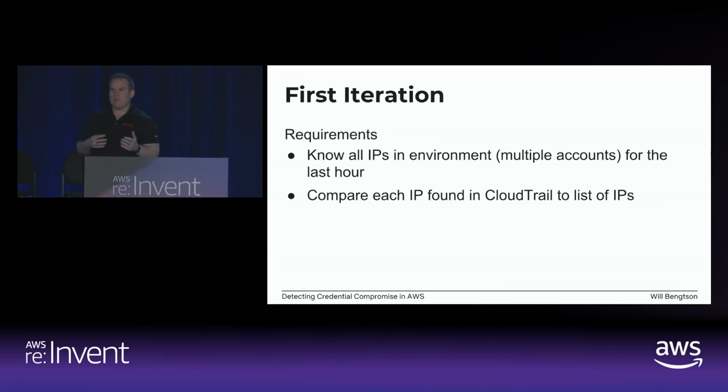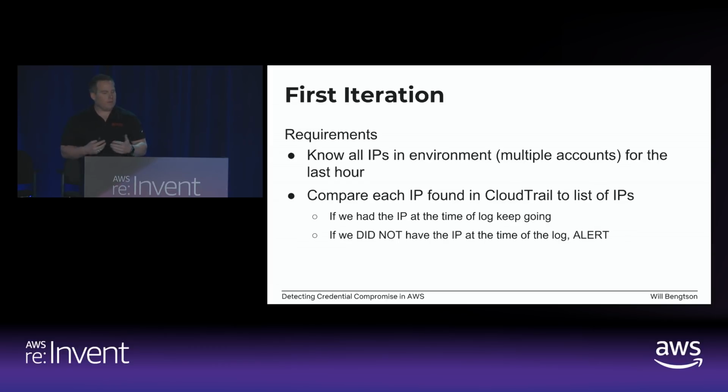If we know all IPs for the last hour, we can do this histogram sliding window analysis and say, at the time of this CloudTrail event, did we have this IP? If we had the IP, then we keep going and analyzing. And if we did not have the IP, then we alert. And we can further enrich the event and see what actually happened at that time. Was it a compromise, or was it a developer misusing a credential?